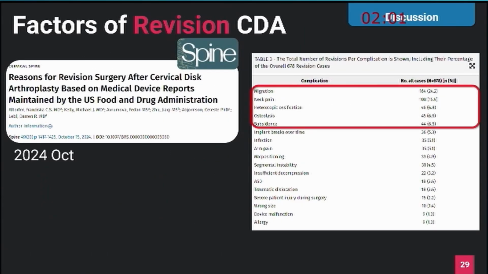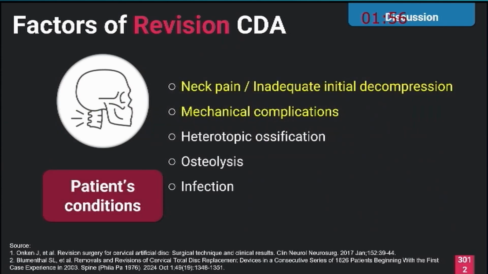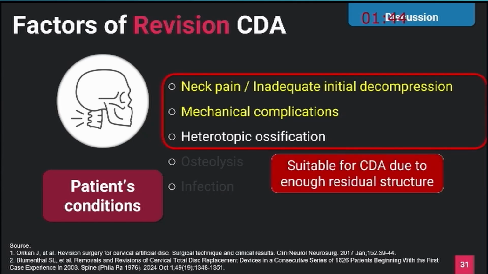As you can see, the first 2 main causes are migration and neck pain. And we suggest that you shouldn't do revision CDA with the leverage technique for osteolytic and infection lesions, because there are not enough residual structures, not enough of the implant to put the new artificial disc near. So we don't recommend it for osteolytic lesions.